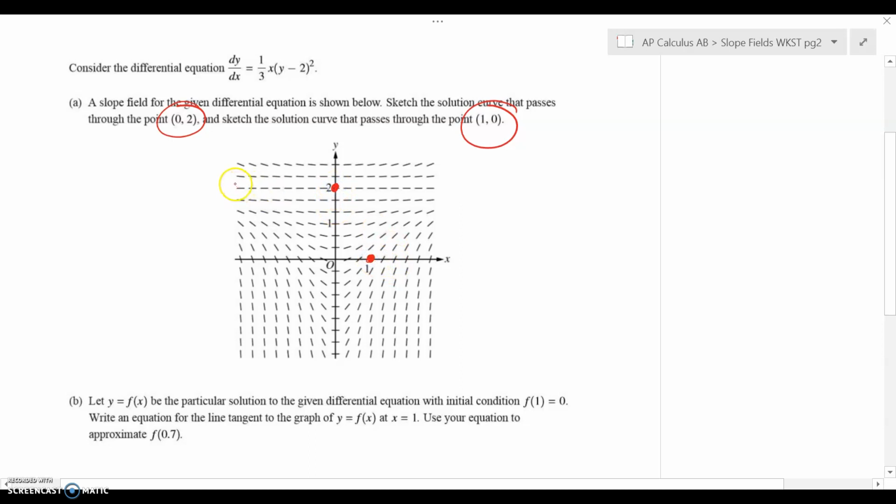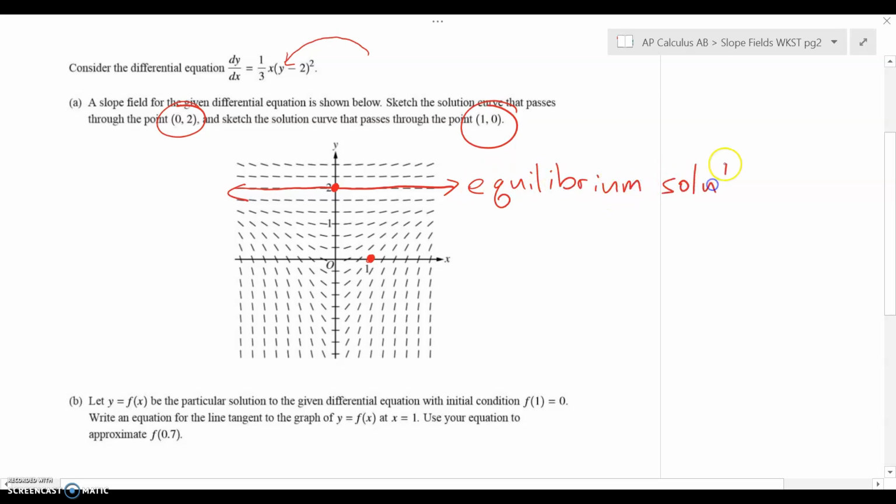So at 2, you can see all the slopes are 0. If you don't believe they're all 0, you go to the differential equation. For all the y values of 2, you're going to plug in a 2 there. You're going to get 2 minus 2, which is 0. So that zeroes those all out. When you get a flat line like this, it is called an equilibrium solution.